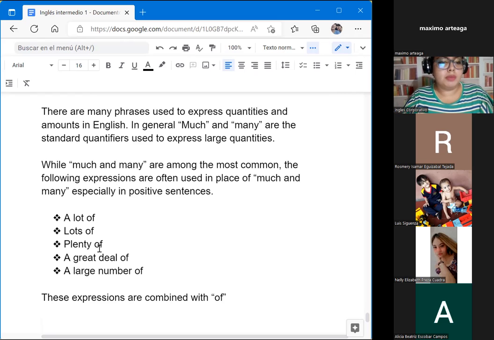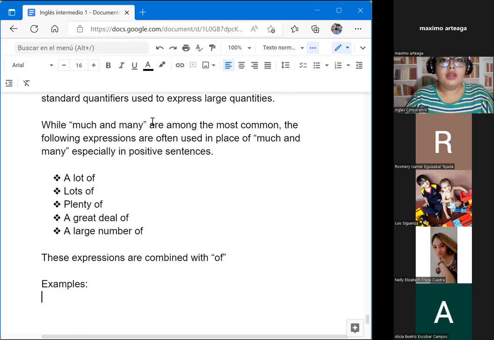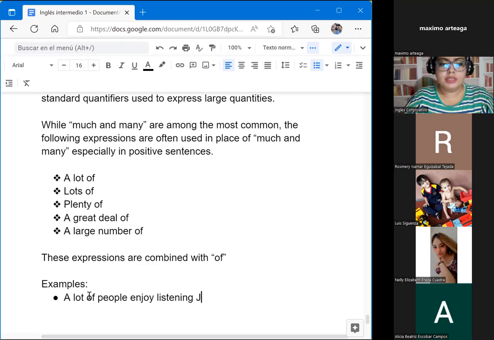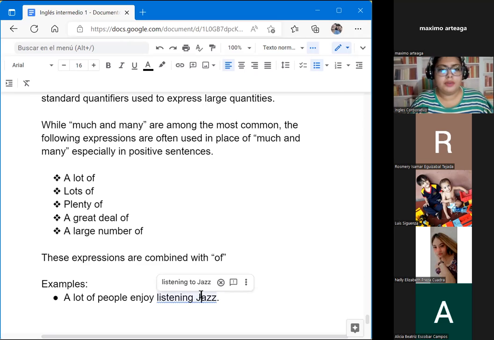In this case, we have some examples. We have the first one, and it says, a lot of people enjoy listening to jazz. A lot of people enjoy listening. And in this case, we have here of.